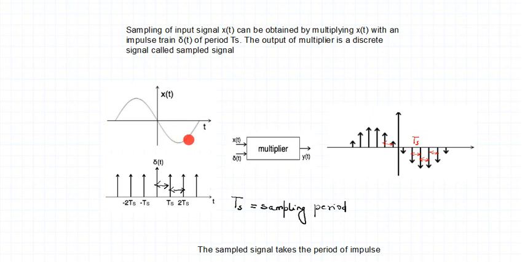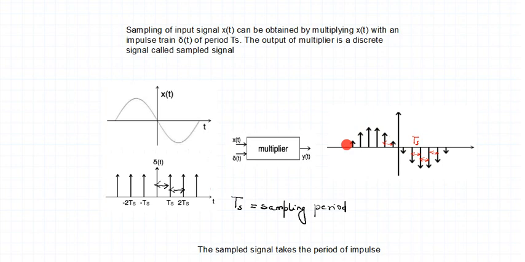And what is the magnitude of the discrete time signal? The magnitude of the discrete time signal is nothing but the magnitude of your CT signal at the instant of sampling. So if I talk about this particular sample in the train of impulse, then this impulse will give me a sample of magnitude at that instant of the CT signal. So all these magnitudes correspond to the magnitude at the instant of sampling.